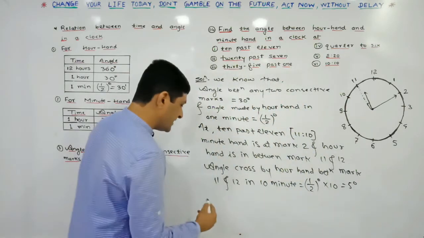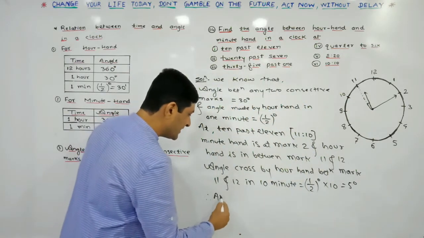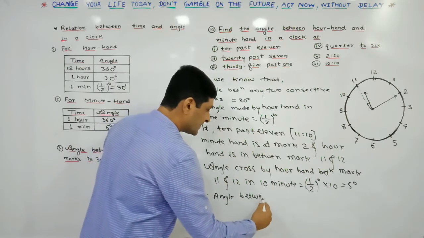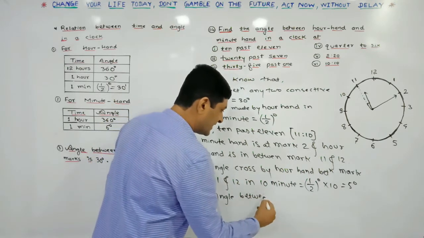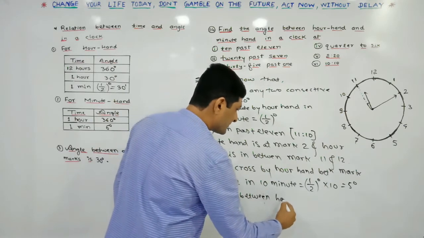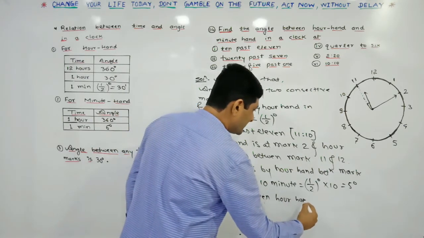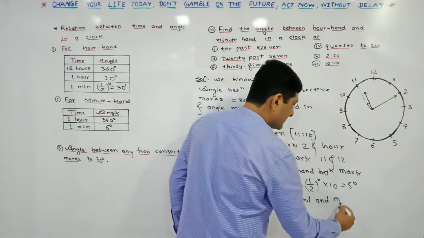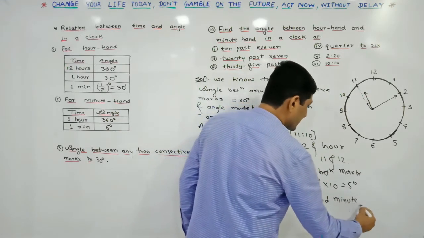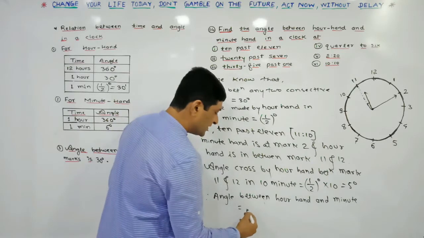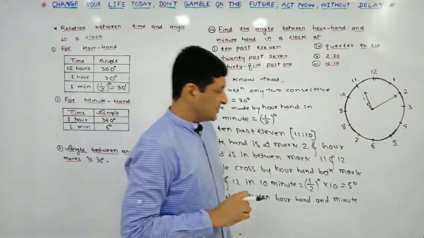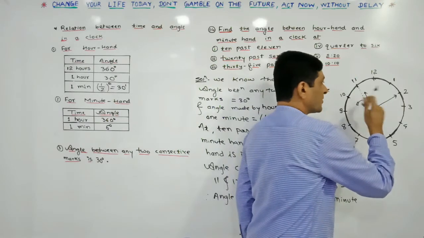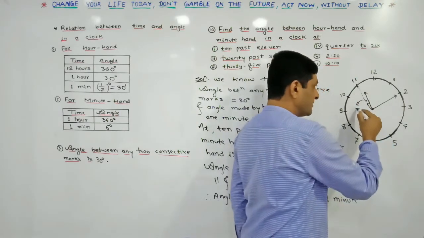So we can say that therefore the angle between the hour hand and minute hand is equal to. Now observe here very carefully. Just now we have proved that the angle crossed by the hour hand in 10 minutes will be equal to what?